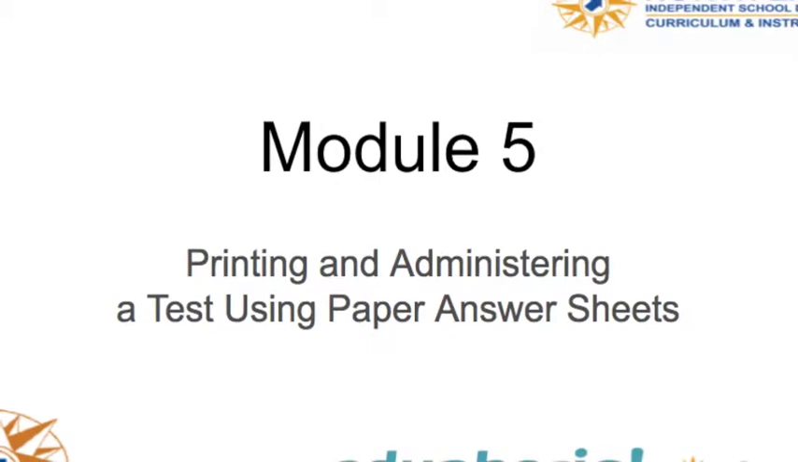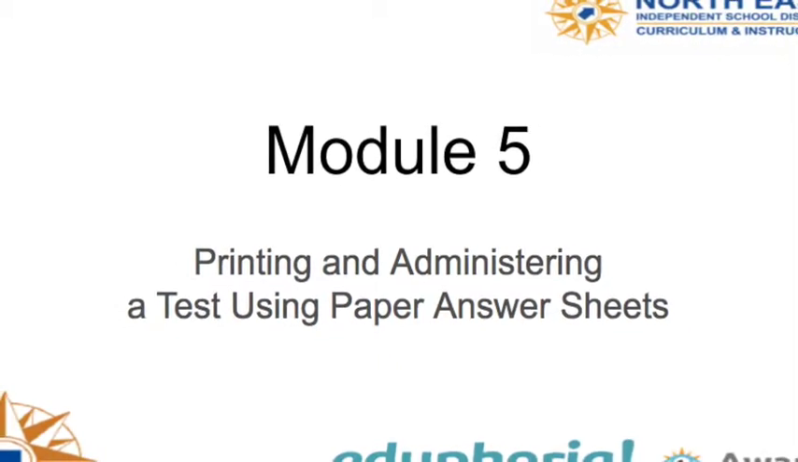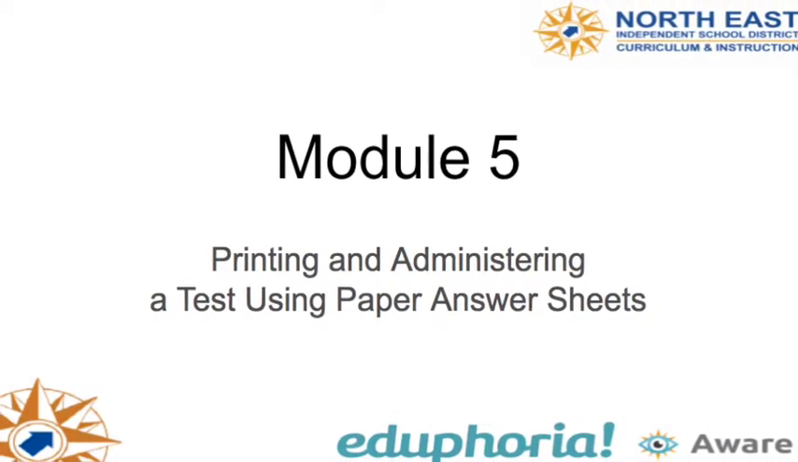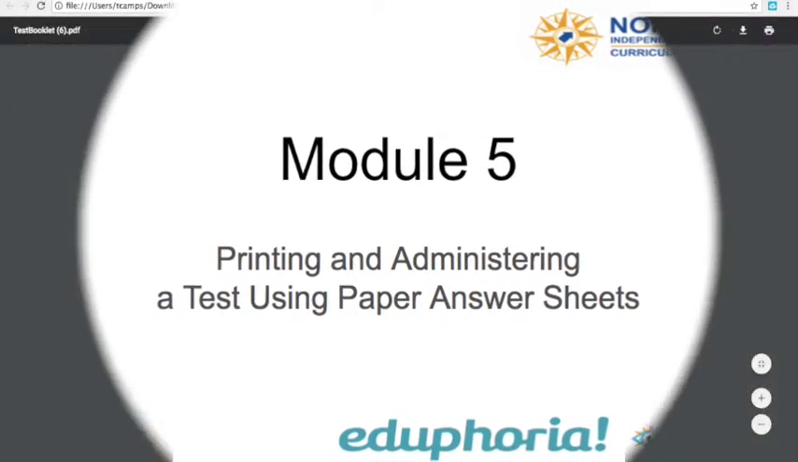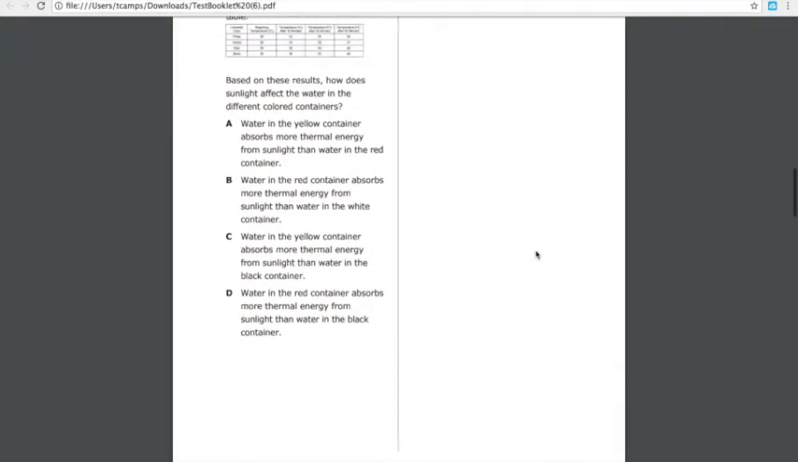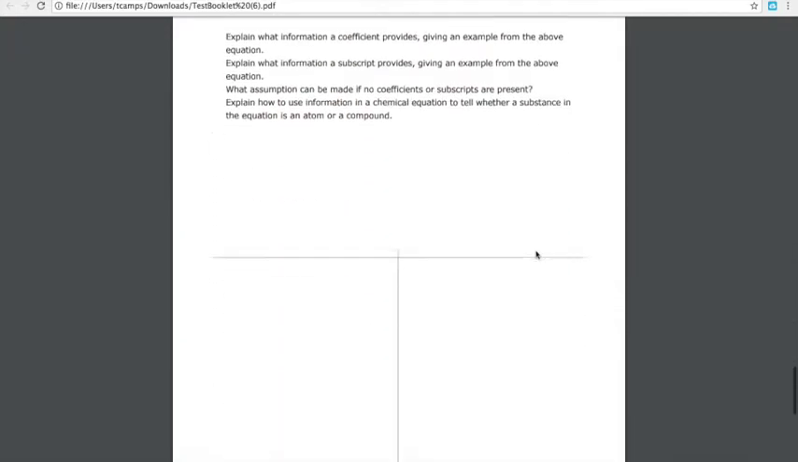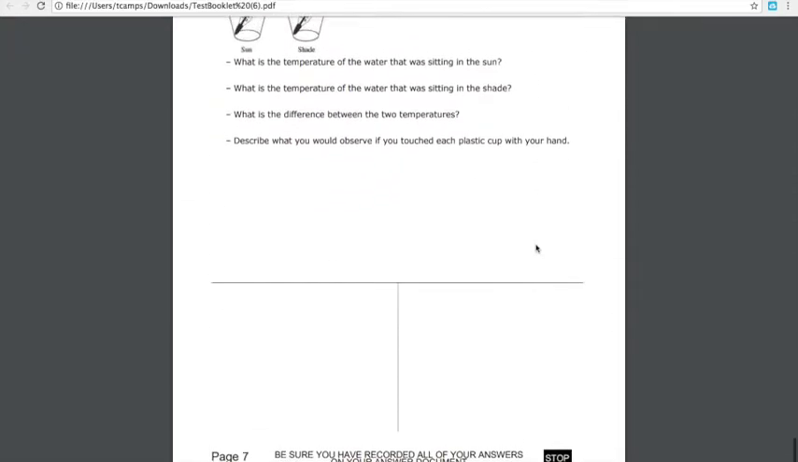In this module, we will be focusing on delivering tests to students through printable bubble sheets, manual entry, or online testing. We concluded Module 4 by generating a PDF of the test that was created. If that PDF is to your liking, you can print multiple copies of it and give it to your students.